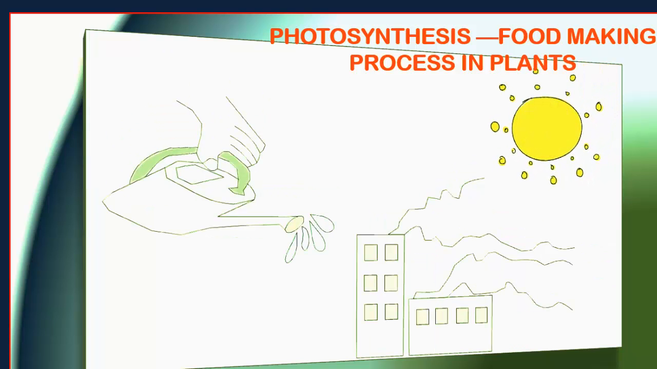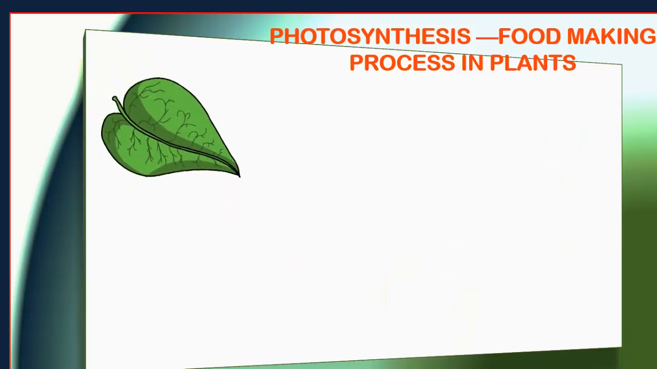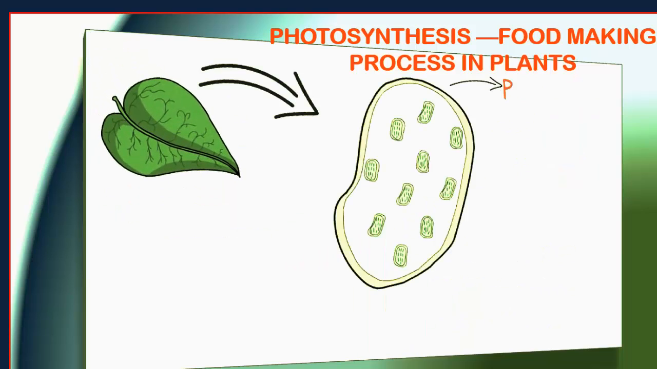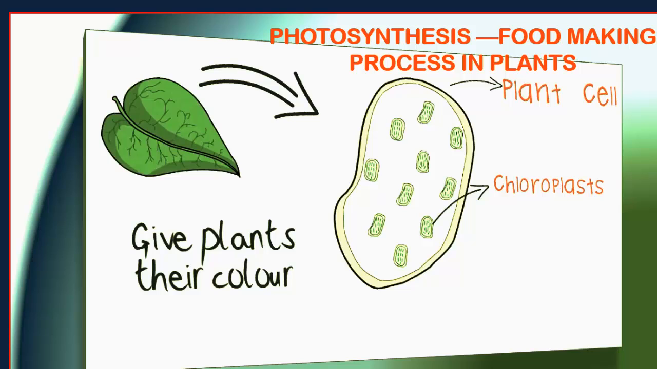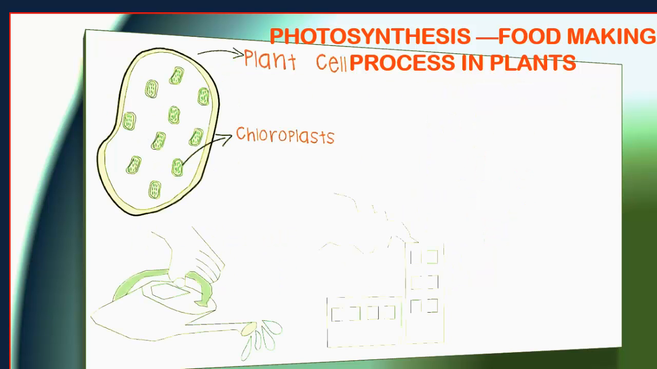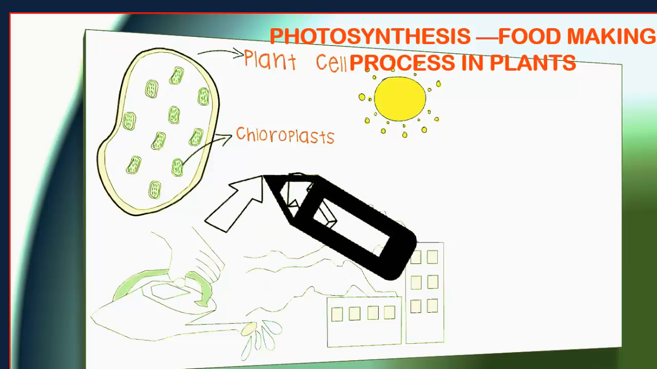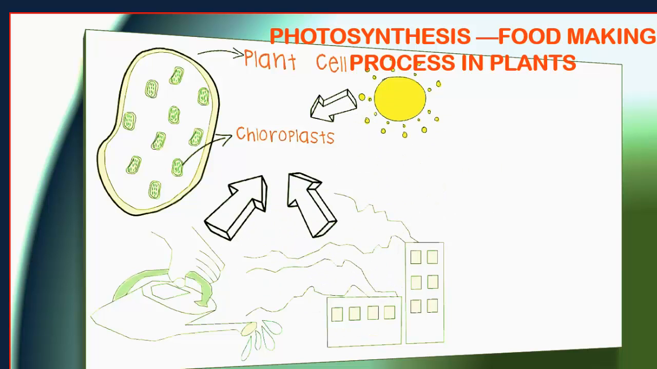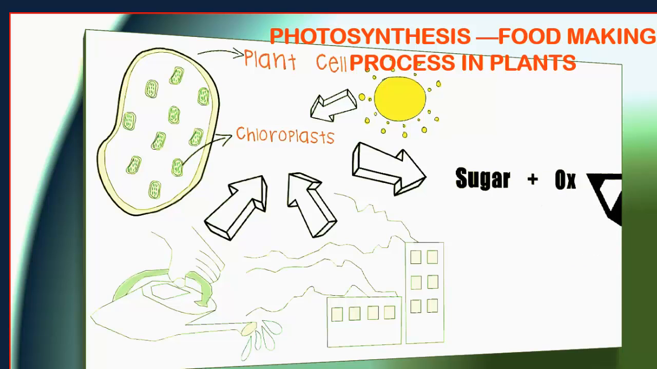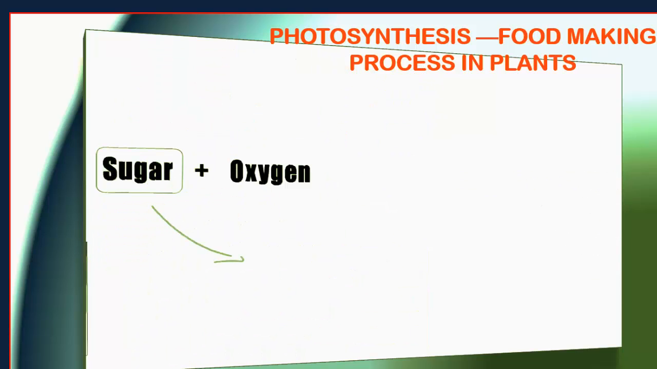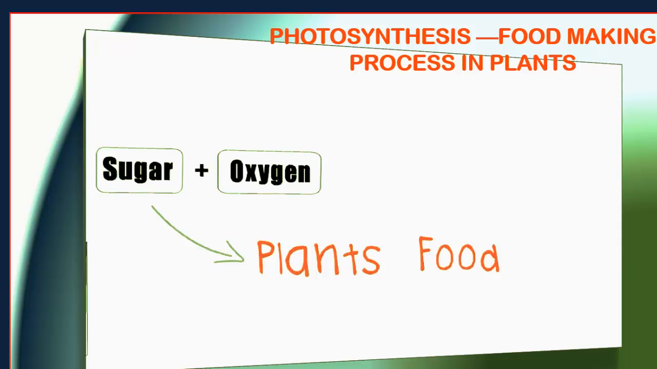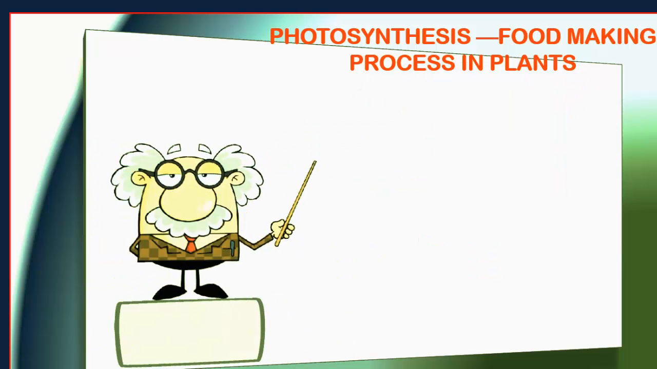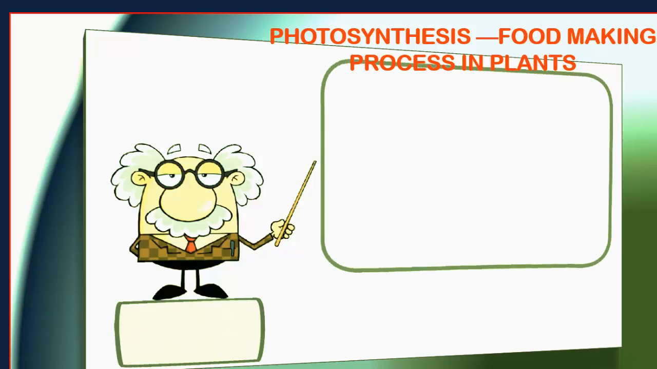Once plants have both water and carbon dioxide, they need one more key ingredient, that is, light. Now, the leaves of a plant contain tiny things called chloroplasts. Chloroplasts is what give leaves their green color. However, chloroplasts also take carbon dioxide, water, and light and turn them into sugar and oxygen. This sugar is the plant's food. The oxygen, on the other hand, is released back into the atmosphere.